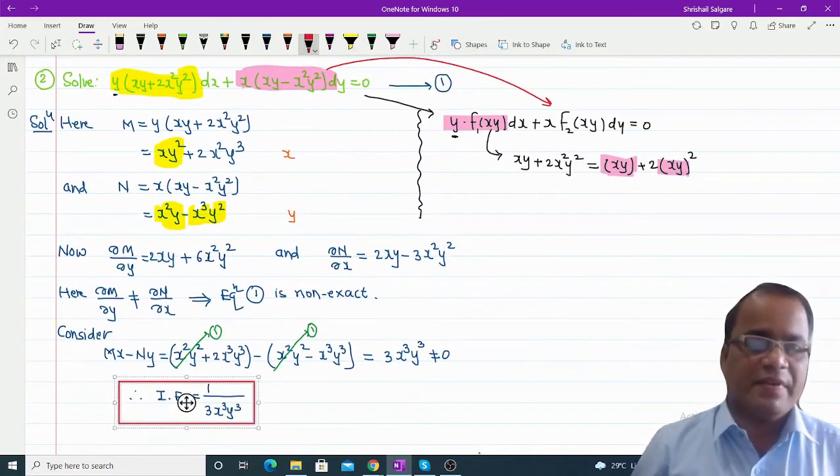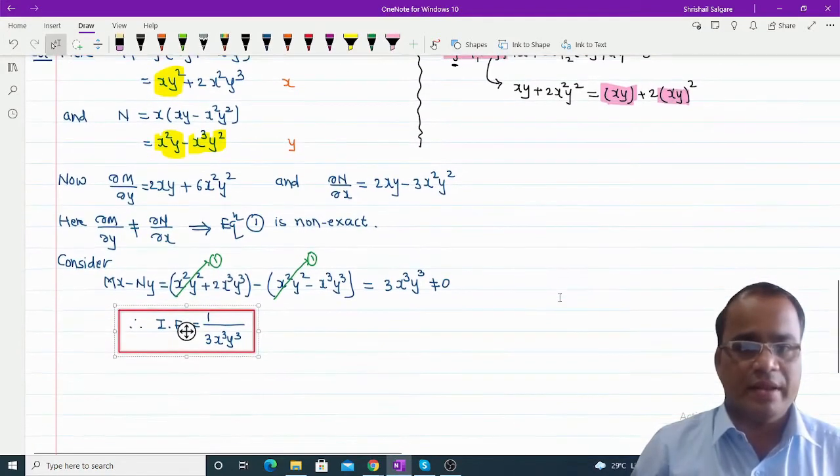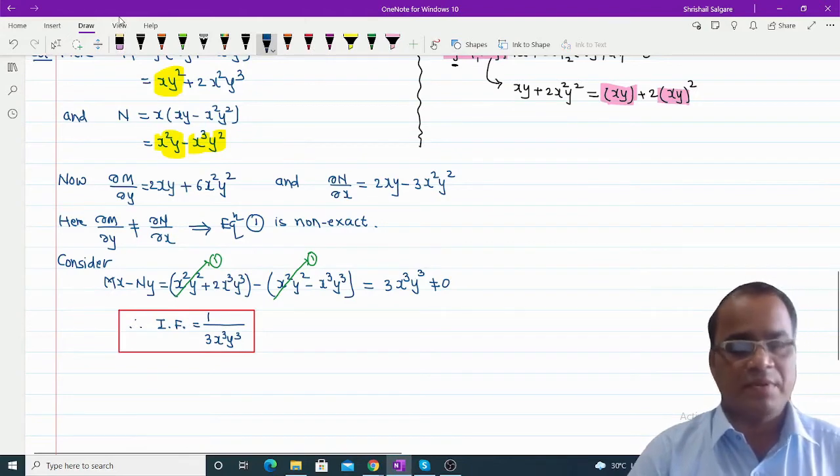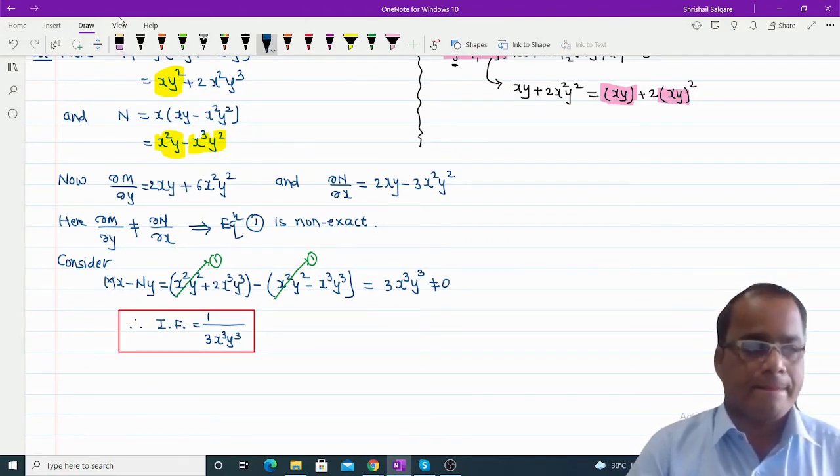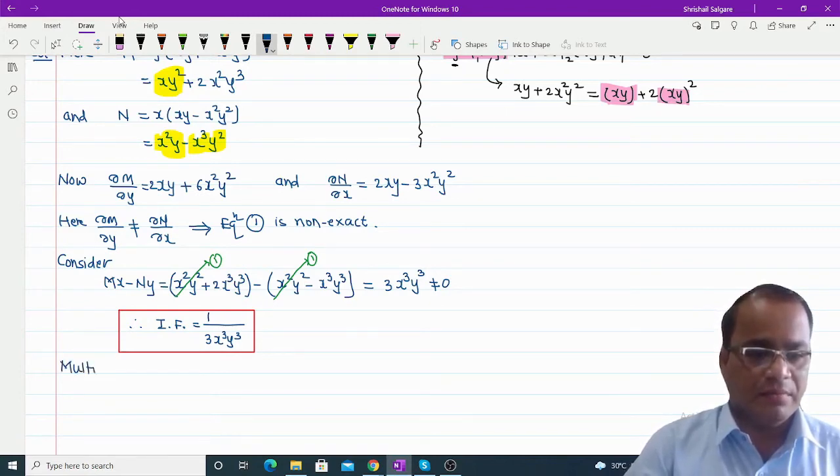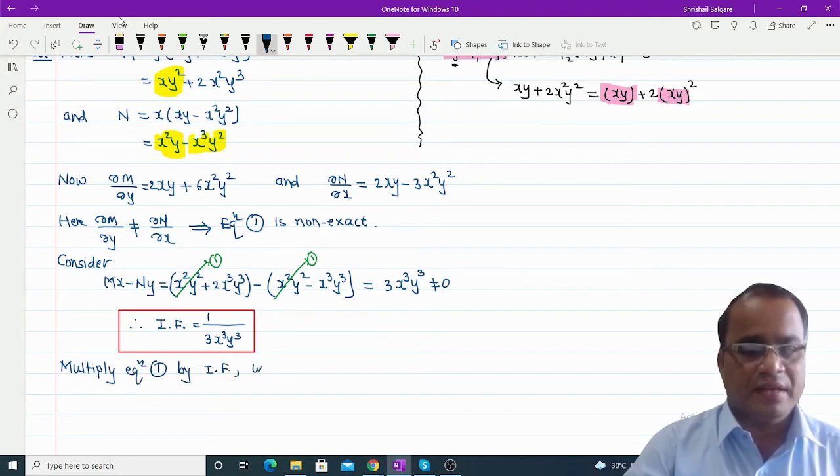So after finding the integrating factor, what is our step? I will scroll a little bit. Okay. What is your next step? Yes, after finding the integrating factor, what you will do? Multiply the integrating factor with equation number 1. Multiply equation 1 by the integrating factor. Then you will get, okay, I will use some different color. This is nothing but m. This term you have to multiply by 3 upon x cube y cube. That will come as a new m.